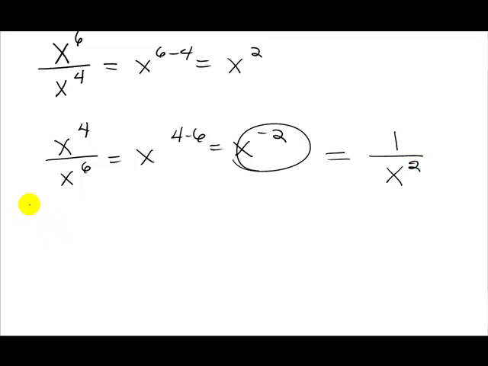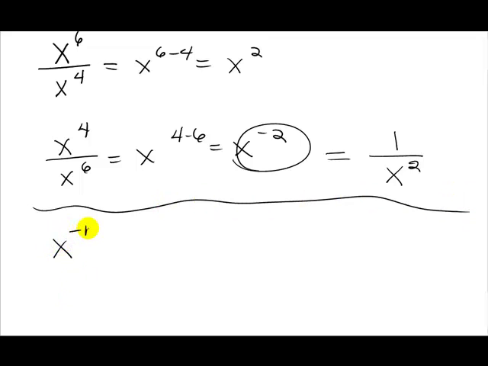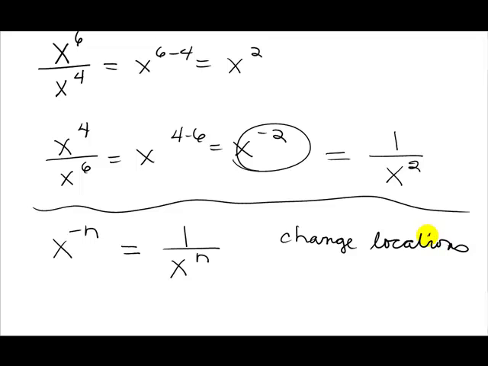So we have a rule that says if we have a number with a negative exponent, then it's going to change locations. And by locations, I mean the numerator or the denominator.